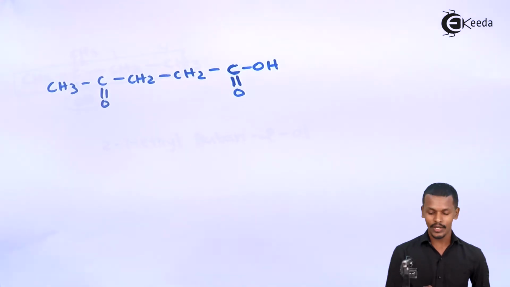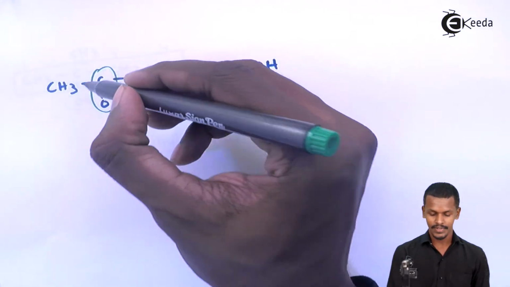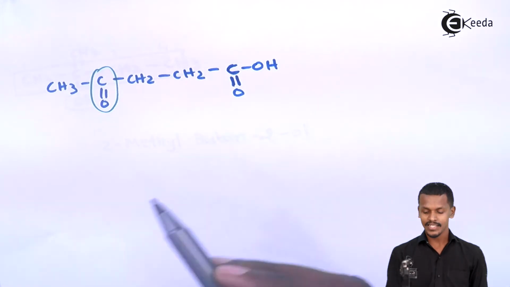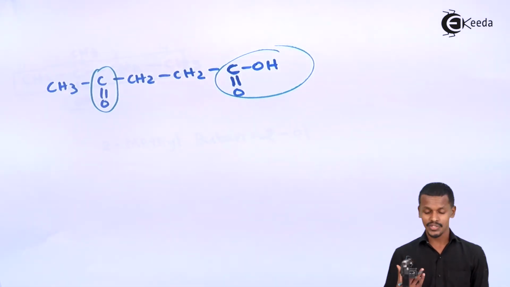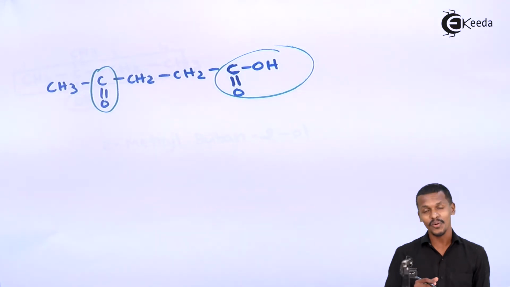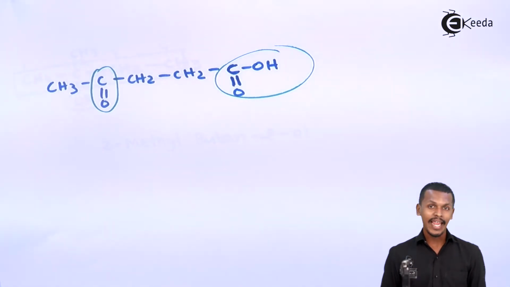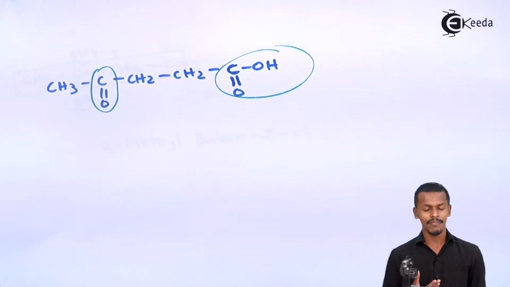The first functional group that I could see is a ketonic group, and the next is the carboxylic group. These are selected, and this is the longest chain that we could get, but that is not a challenging thing. The most challenging thing is we have to decide which of the functional groups to prefer. Yes, that is the main point. After that we could give the numbering, and then we'll give the name for this one.